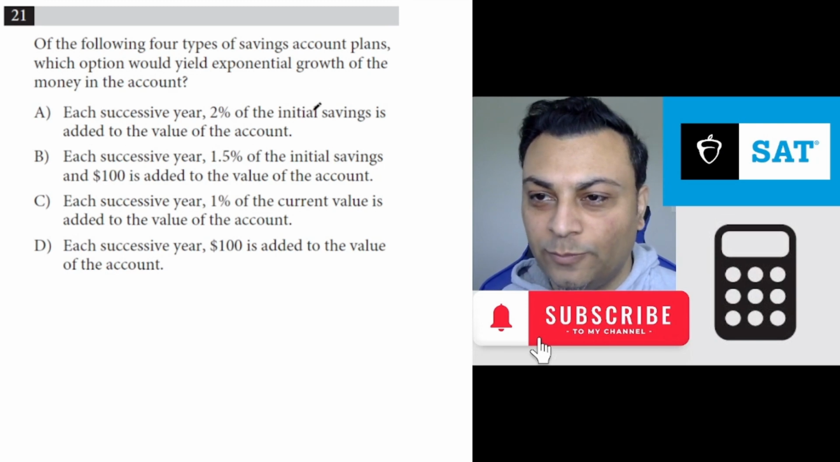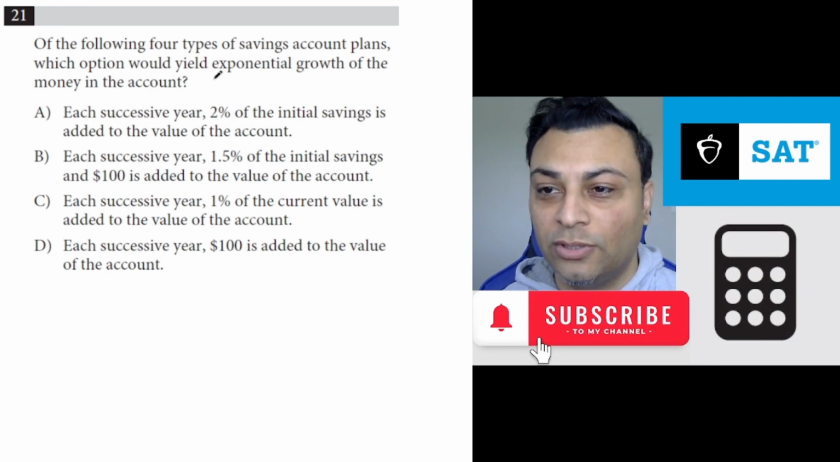Moving on to 21. Of the following 4 types of savings account plans, which option would yield exponential growth of the money in the account? Now, let's look at these options.